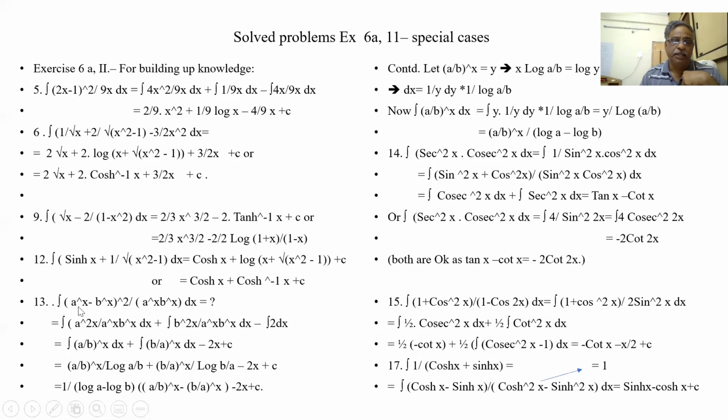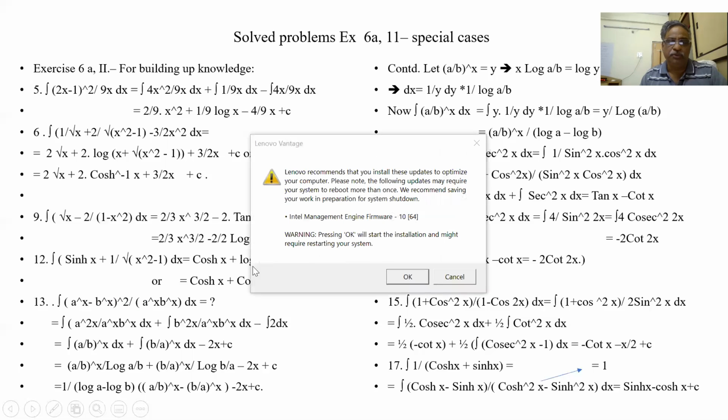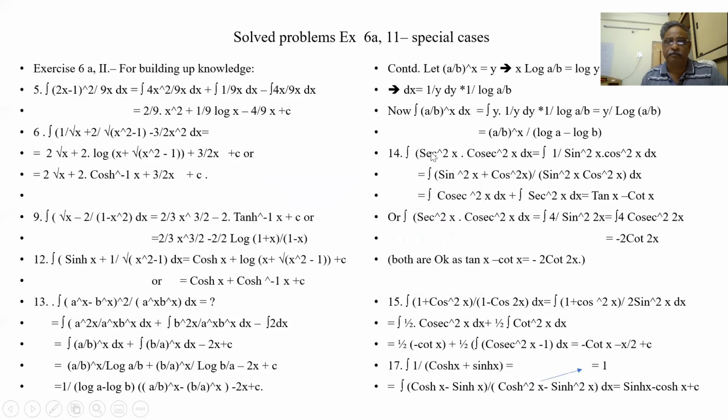Now another one, 13. Integral of a to the power of x minus b to the power of x, whole square, by a to the power of x b to the power of x dx. So here I am expanding this: a to the power of 2x plus b to the power of 2x minus 2 into a to the power of x b to the power of x by a to the power of x b to the power of x cancel, minus 2 dx. So this becomes 2x. This is b to the power of 2x by a to the power of x b to the power of x, so it becomes b by a, whole to the power of x dx.